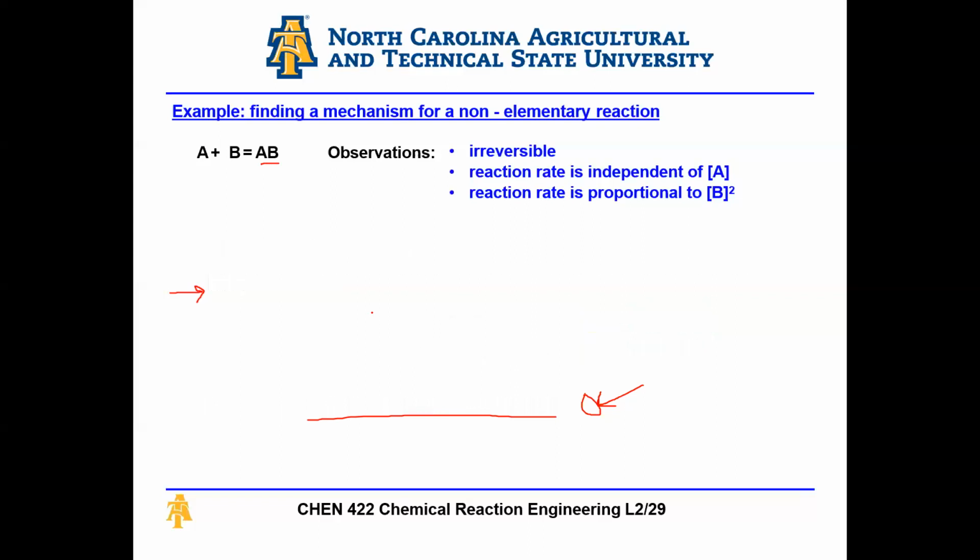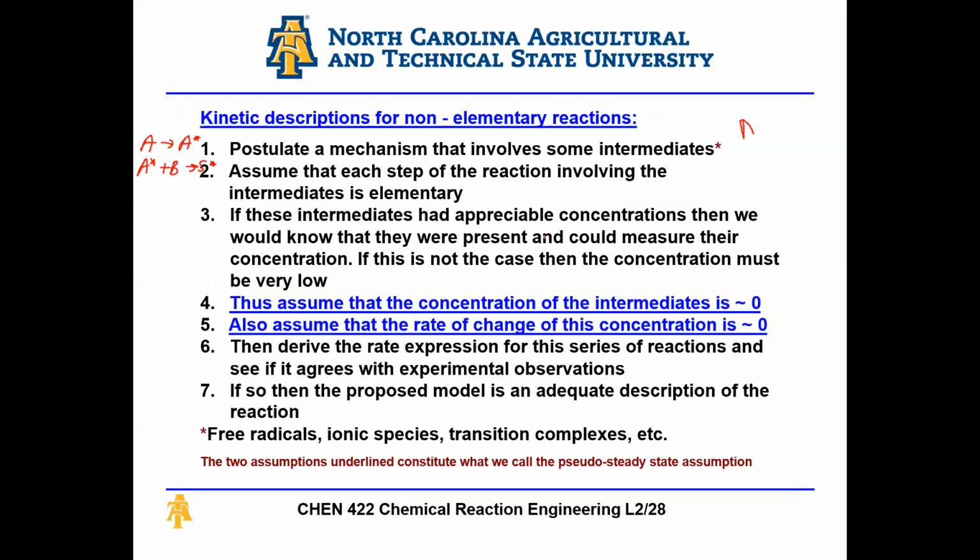And again, this follows the steps mentioned up on this slide, where we postulated a mechanism and assumed that each step is elementary. If these intermediates had an appreciable concentration, we would know that they are present and we could measure them. If they don't, then their concentration must be very low. So in our example, B2* does not show up in the product, so we say the concentration is very low. If you assume the concentration is very low, that means it's 0, and that means the rate of change is 0. And this is what we did here, right?